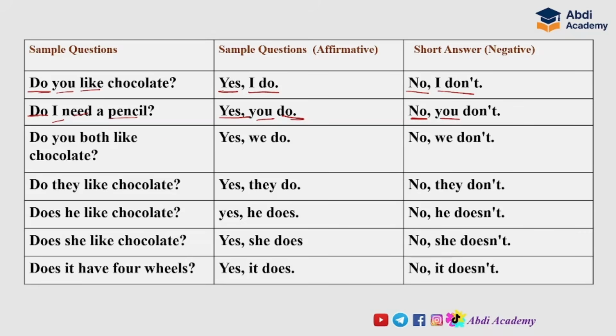Do you both like chocolate? Do you both isin lachuu barbaaddu jedhee nu gaafate. Yes we do or no we don't jennaan. Yes we do or no we don't. Do they like chocolate? Yes they do. They do or no they don't.